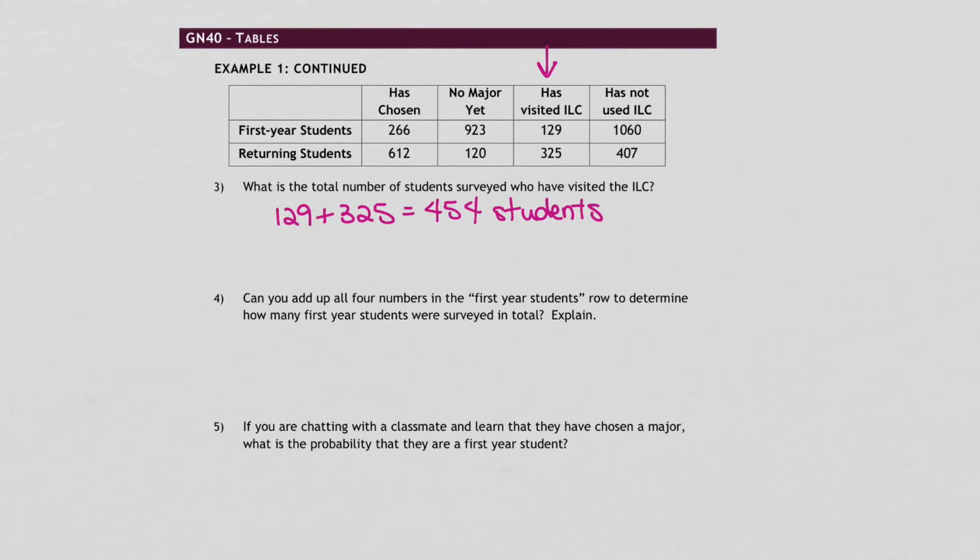Can you add up all four numbers in the first year students row to determine how many first year students were surveyed in total? Yeah, I mean, you can find out how many responded anyway. So if we added up all these numbers here, then that would tell us how many first year students responded, at least.